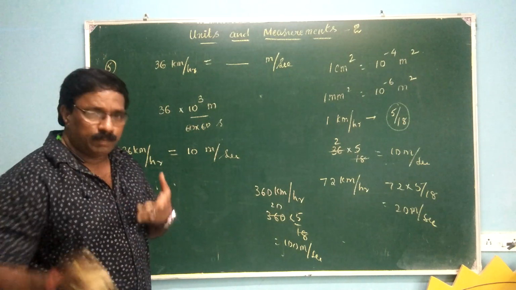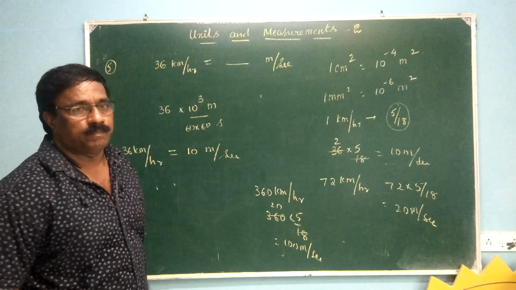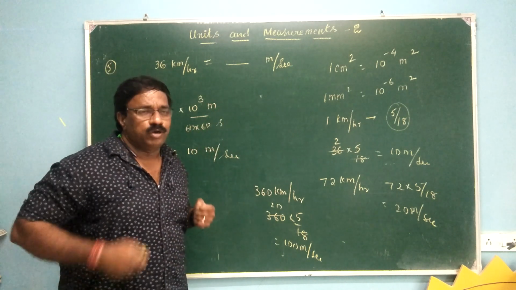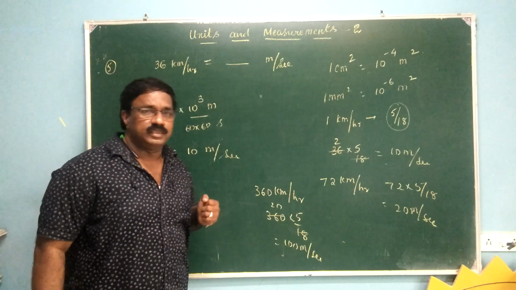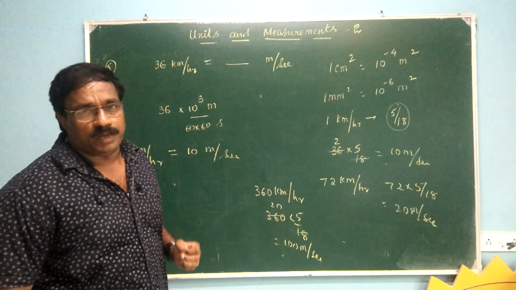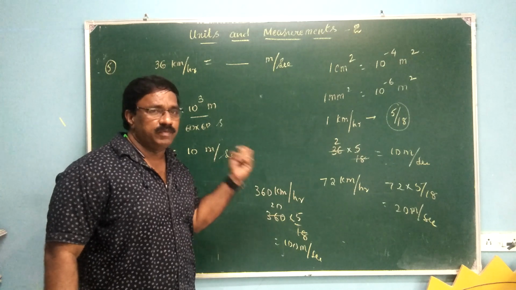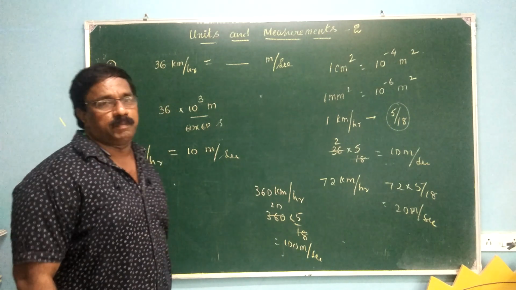It is up to you. You want to remember, or else you can do it like this only. 1 centimeter square, every time you need to check, or directly you can write 10 power minus 4 meter square. 1 mm square, 10 power minus 6 meter square. Whenever you get kilometer per hour and want to convert it to meter per second, multiply with 5 by 18. You are going to get meter per second.